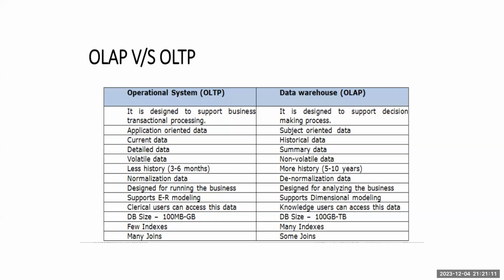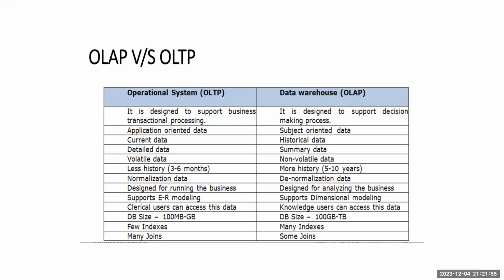Then OLTP supports ER modeling, meaning entity relationship modeling. You would have learned about the ER schema in database. If you have not learned it, please go and check what an entity relationship schema is in database. So OLTP supports entity relationship modeling, whereas OLAP supports dimensional modeling. What is dimensional modeling? I'll teach you in the next chapter, next class. Dimensional modeling is part of the data warehouse, and we'll discuss it going forward.